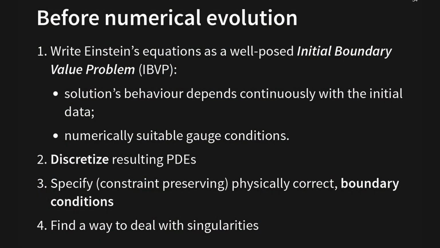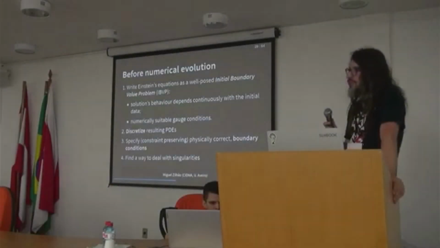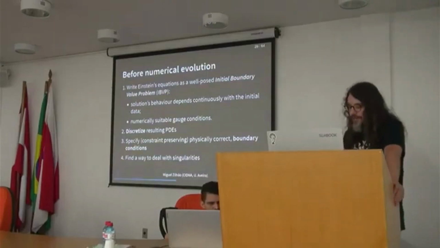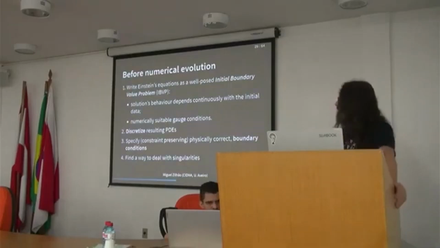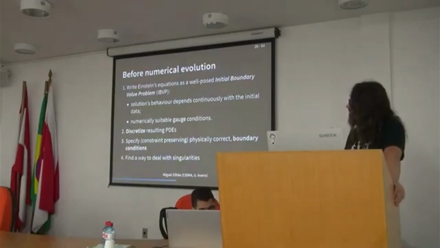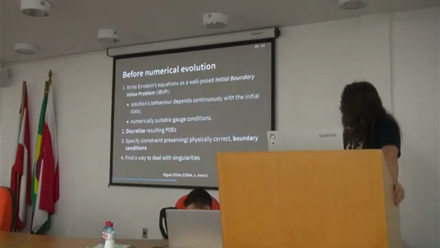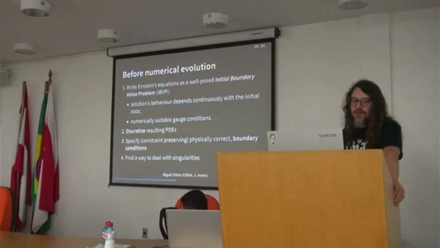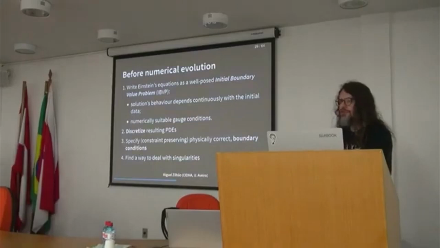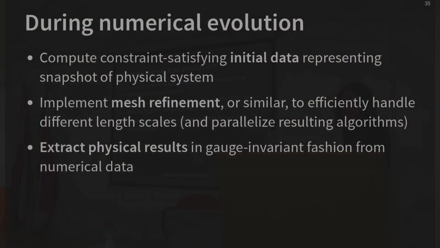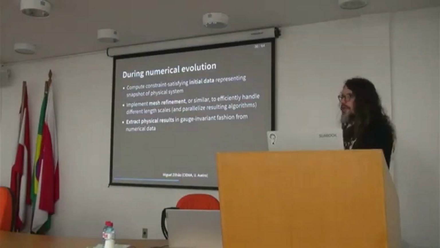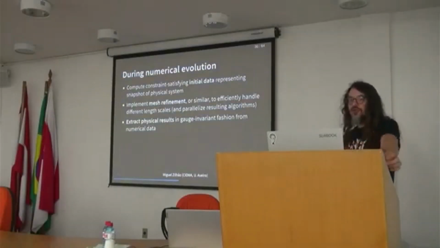So this we briefly covered yesterday. These are the steps that one needs to ensure are being held even before one wants to do numerical simulations on the computer. So again, we need to make sure that we are writing Einstein's equations, pose the initial boundary value problem, discretize the resulting PDEs, specify boundary conditions, find a way to deal with singularities, choose our favorite gauge conditions, and so on. Then, assuming you have all of that, and typically during numerical evolutions, there's still a bunch of things that you need to account for.